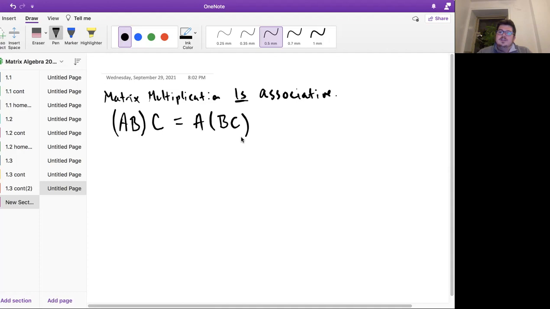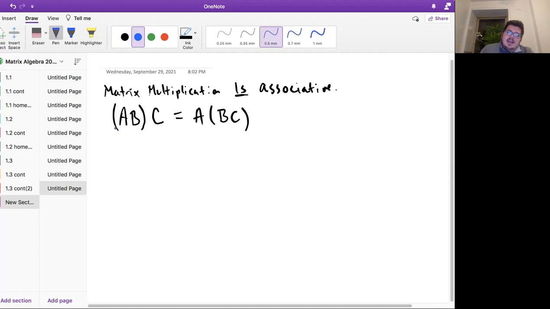So first of all, let's think about dimensions here. Let's say A is m by n. What must B be? What dimension must B be? N by something, so let's say R. Now what is the dimension of the product? M by R, good.